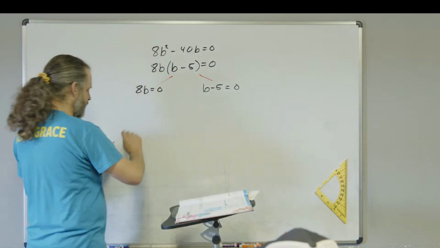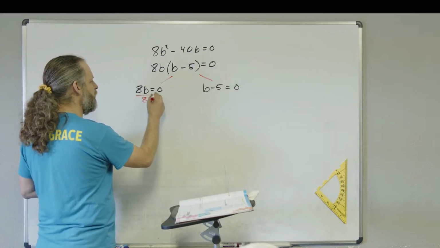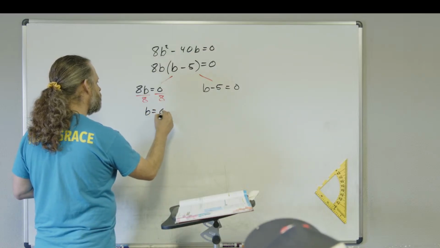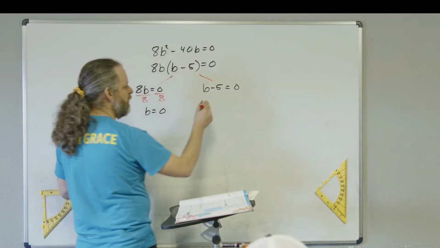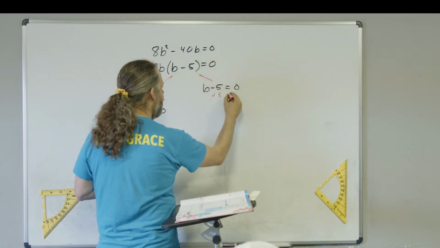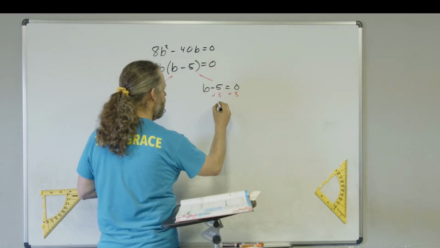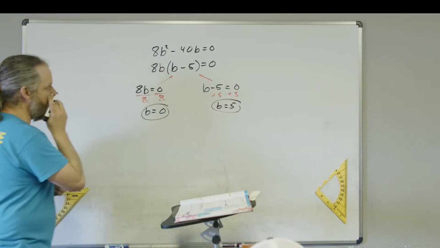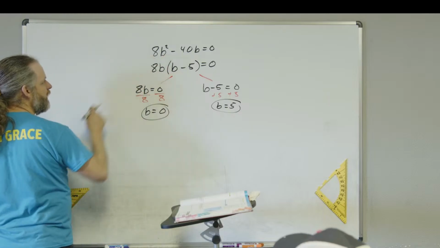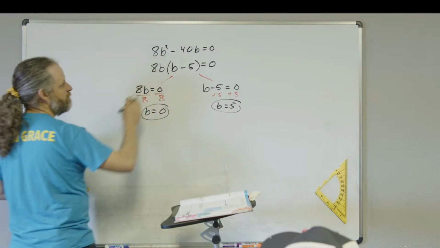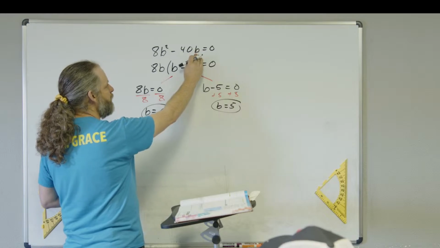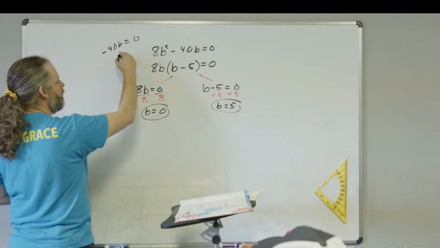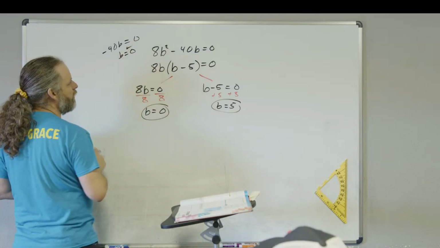So to solve this little guy, it's easy money, right? We just divide by 8 and end up with b equals 0. On this one, we add 5 to both sides and end up with b equals 5. So b can either equal 0 or 5. So if we put a 0 in here, 8 times 0 minus 40 times b, so negative 40b equals 0, divide by 40, and you end up with b equals 0. This works.